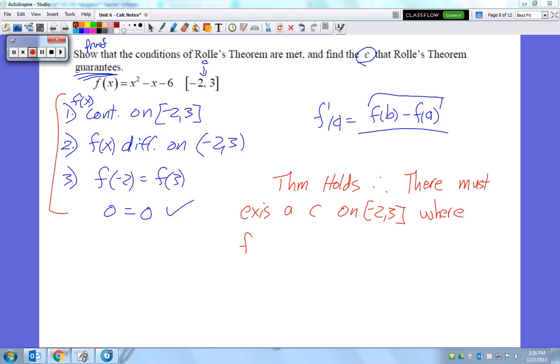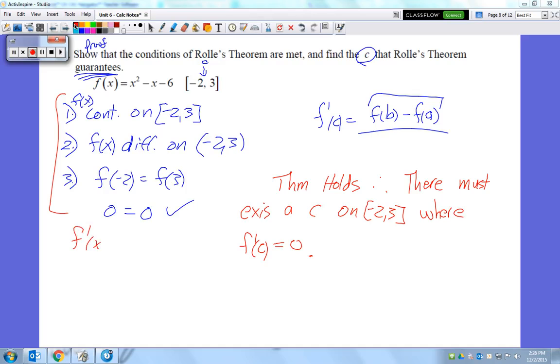Where f prime of C is equal to 0, right? F prime of C is equal to 0. Why 0? Because f of A and f of B are equal. Okay? So, where f prime of C is equal to 0. So let's derive it. Here we go.